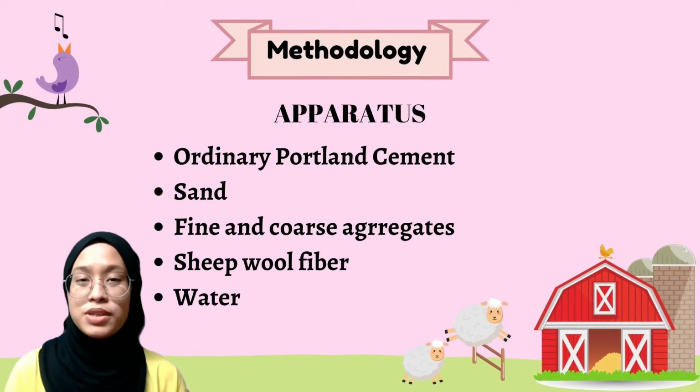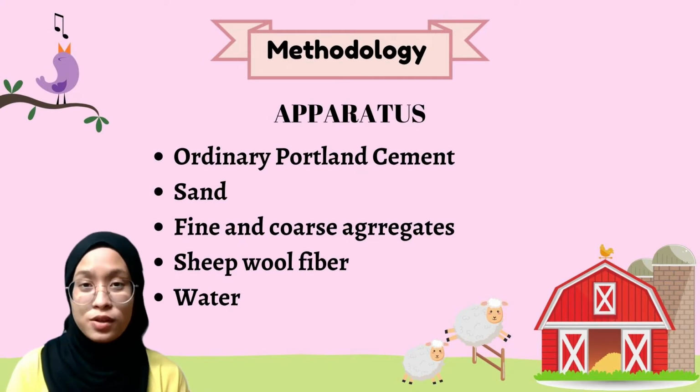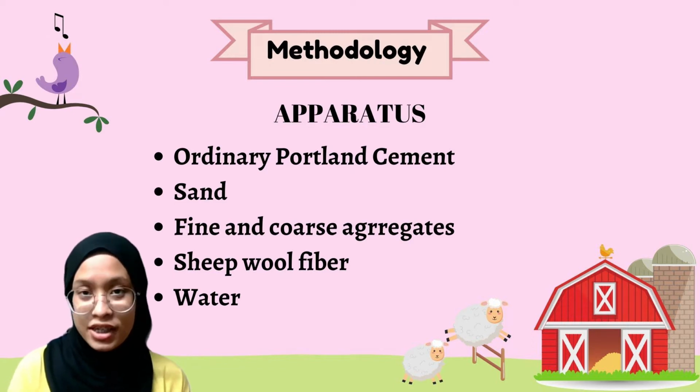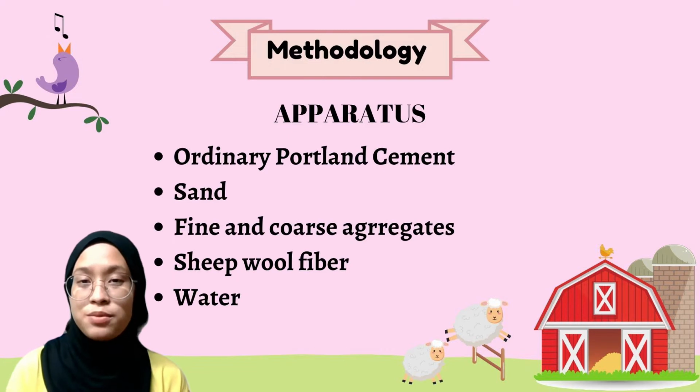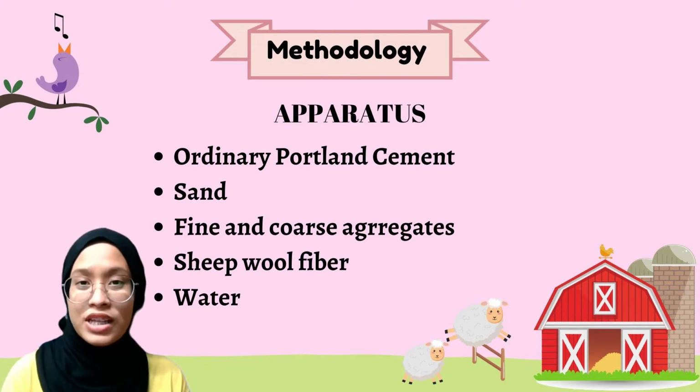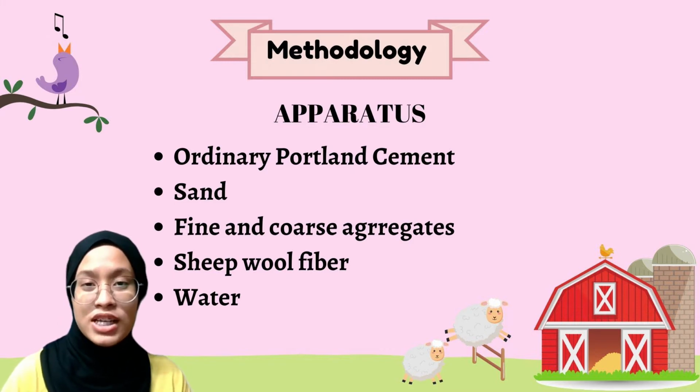So next, for methodology, the materials that we use to make the concrete are ordinary Portland cement, water, coarse aggregate, fine aggregate, and sheep wool fiber. And then we have to do 4 different types of tests for the concrete, which are the slump test, compressive strength test, tensile test, and flexural test.